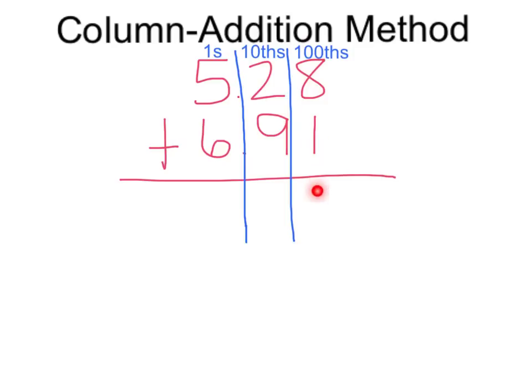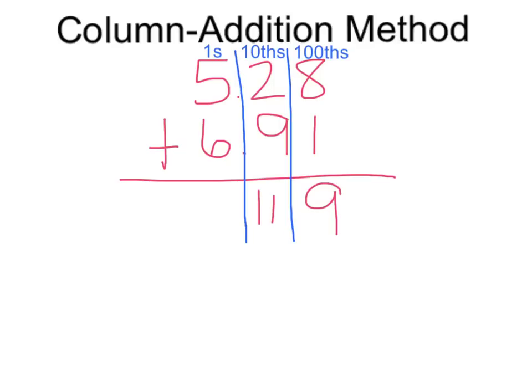I'm going to start with the 100ths place, go to the 10ths place, and then finish up with the ones place. And then I'm going to do some trading so that these 2 place values only have 1 digit in them. But the ones place might actually end up having more than 1 digit, and we'll talk about why that is at the end. So the first thing I'm going to do is add 8 plus 1, and that equals 9. Then I'm going to move over to my 10ths column, and 2 plus 9 I know is 11.